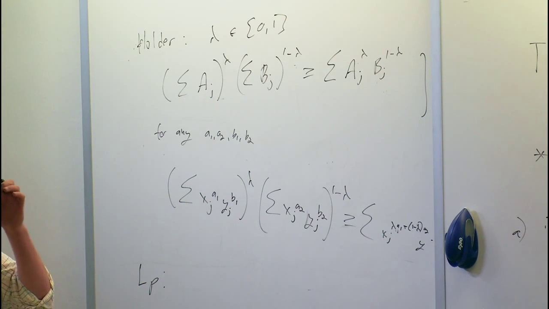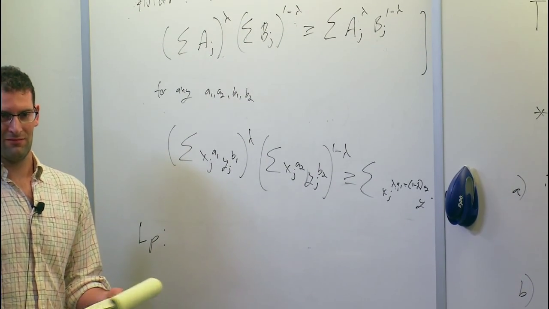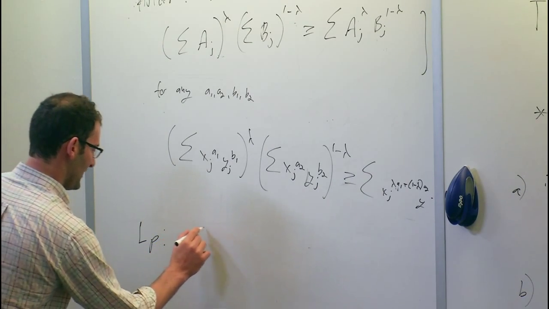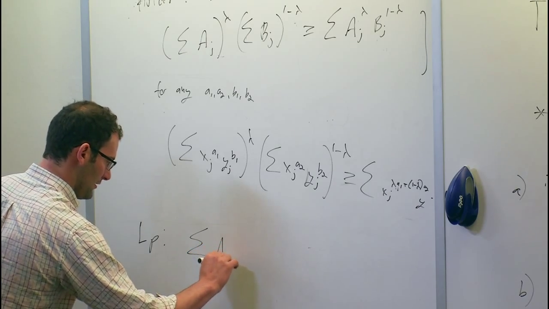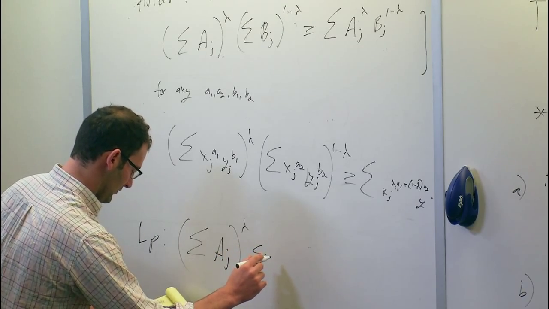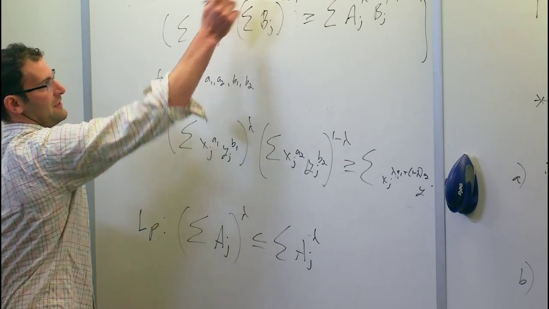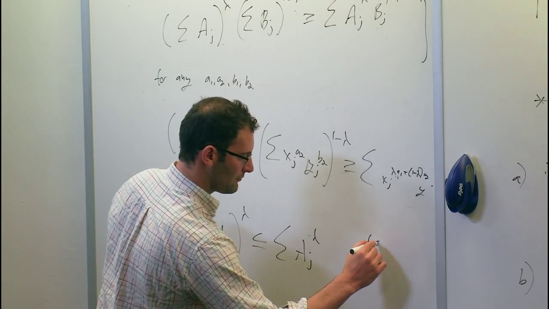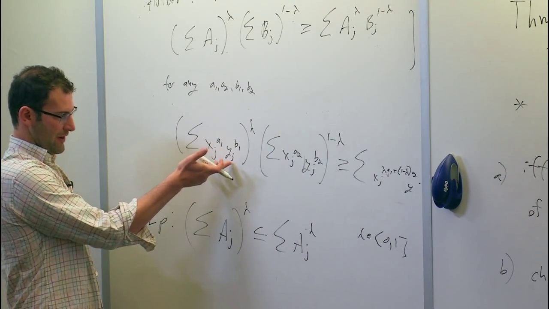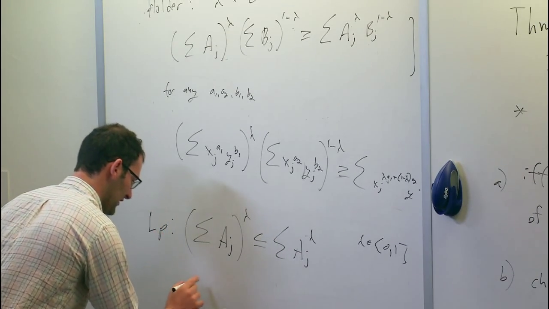And the analogous LP monotonicity inequality is just the fact that the LP norm of something is monotonically decreasing as a function of p. So this is just the sum of a_j to the lambda, less than or equal to the sum of a_j to the lambda, I guess for any lambda in (0, 1). And again, we can plug in any kind of x_j, y_j thing in for the a's here.